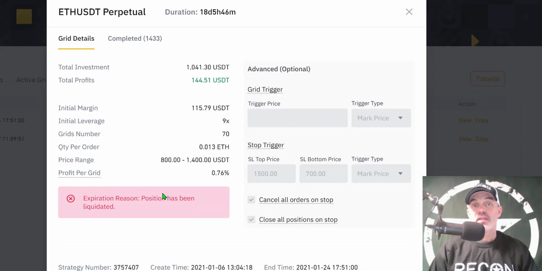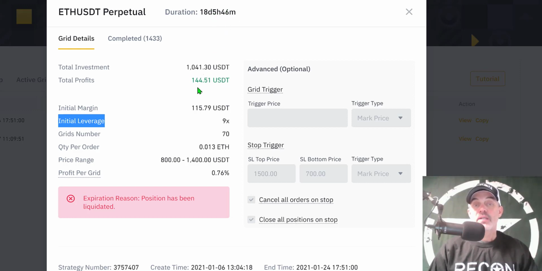And the first thing that I took note of was the reason the bot actually was stopped and my position was liquidated. And so it's very important to note, even though my position was liquidated, I actually still ended up with a profit. And that is because of a very low initial leverage of only 9x. That enabled me to hold on to a lot of the profit the bot made during that 18-day time frame.